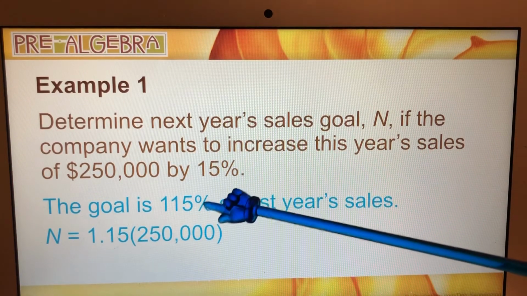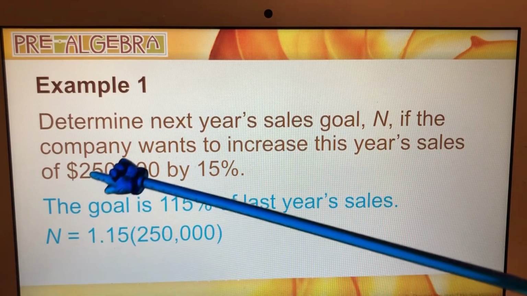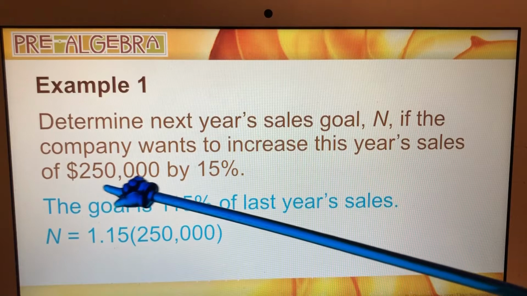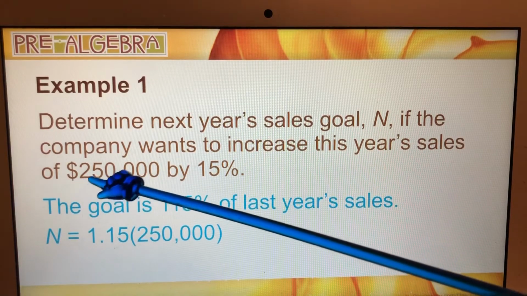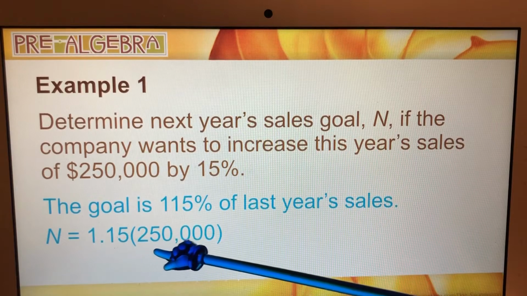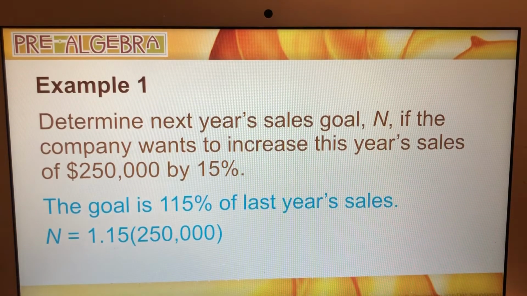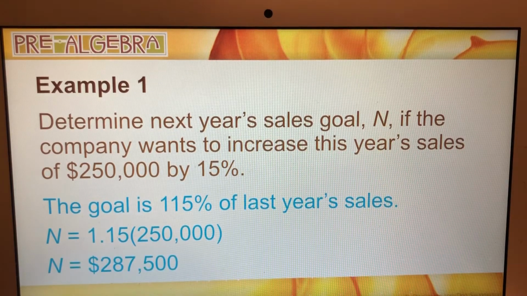Now, that 115%, we're going to multiply by the original sales. So 250,000 times 1.15 is going to give us next year's sales goal, and it gives us $287,500.